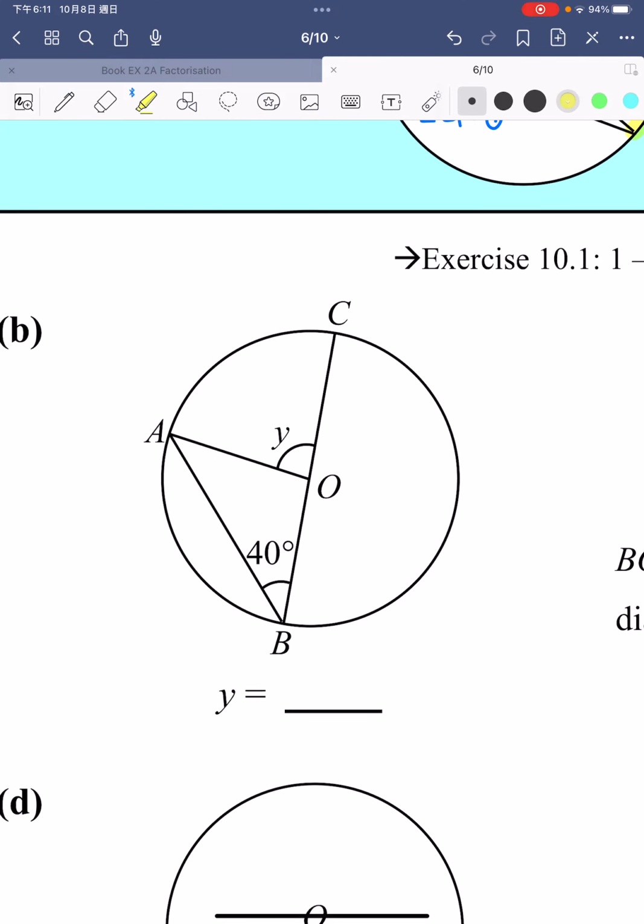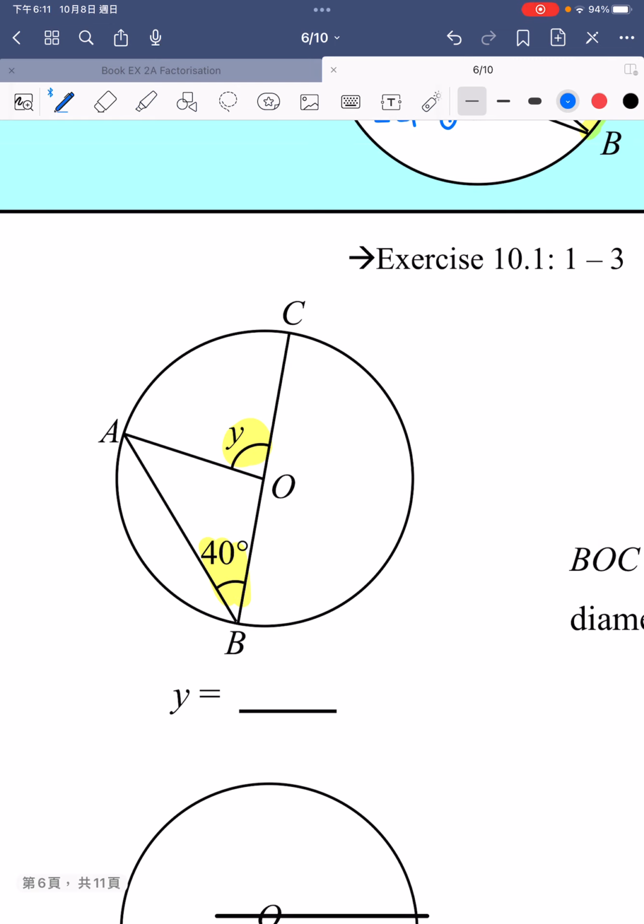Now we have the second one. We have y as the angle at the center, and 40 is the angle at the circumference. So we use that equation again. The angle at the center, which is y, is equal to twice the angle at the circumference, which is 40. Then y is equal to 80 degrees.